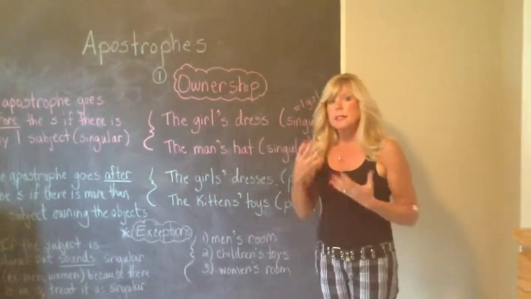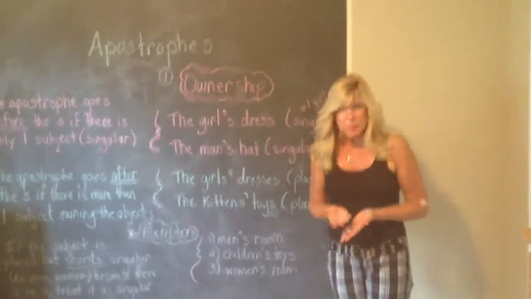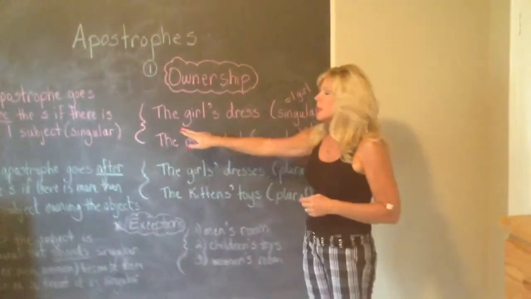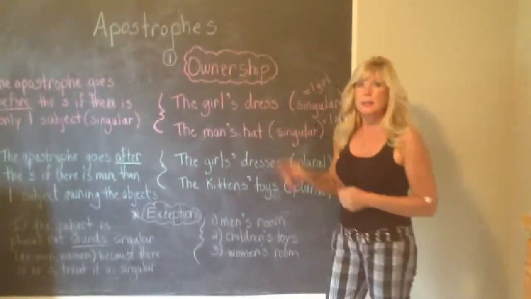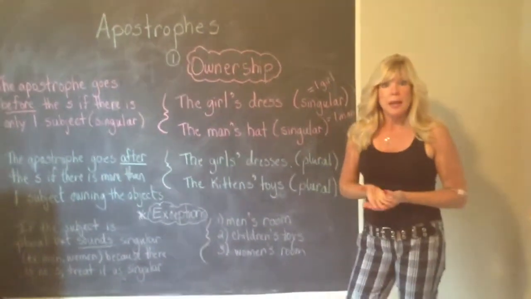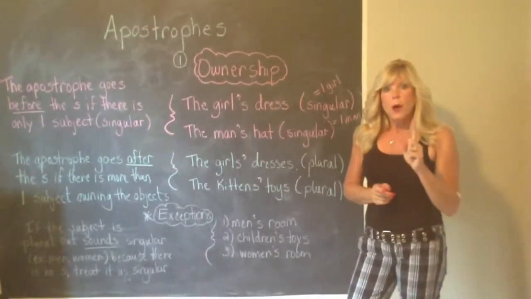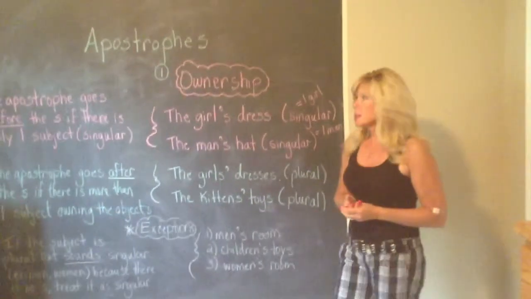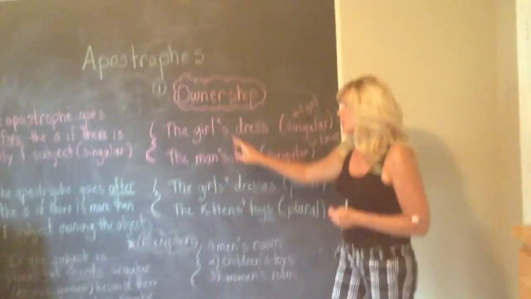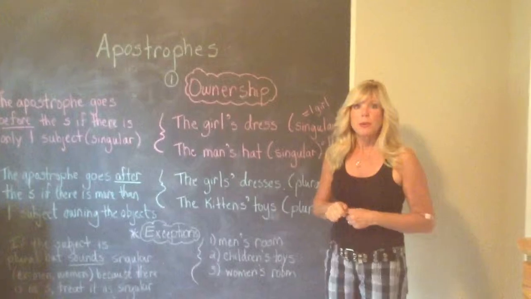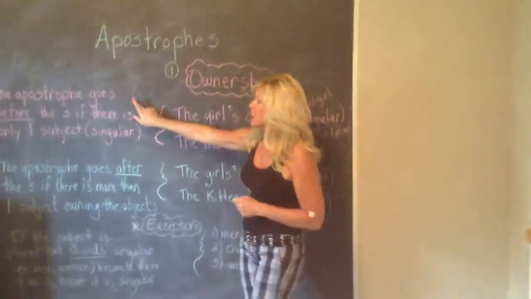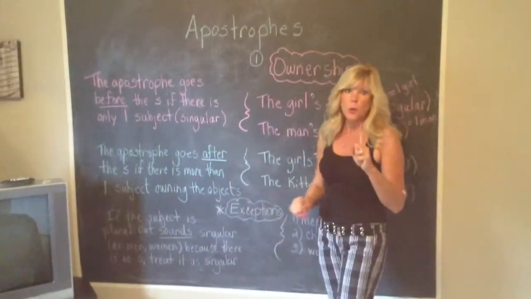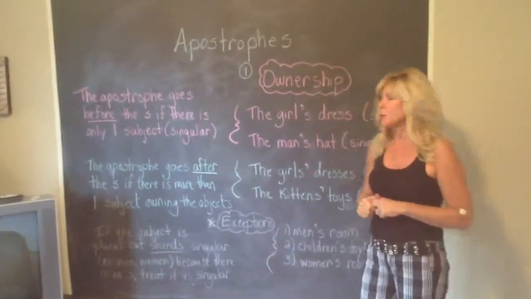So when you're thinking of using an apostrophe in a sentence, you have to think to yourself, is somebody or something, the subject of the sentence, owning something? For example, if we look at this sentence, the girl's dress, the girl is owning a dress, and it's just one girl. So whenever it's one subject, the apostrophe goes before the S. So you're always following this rule. The apostrophe goes before the S if there is only one subject, a singular subject.